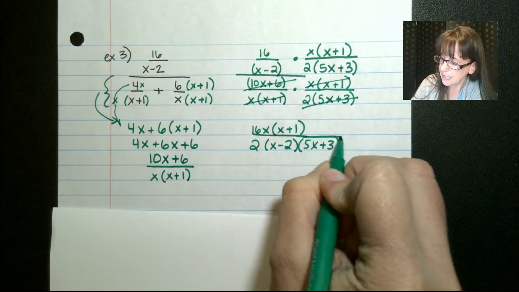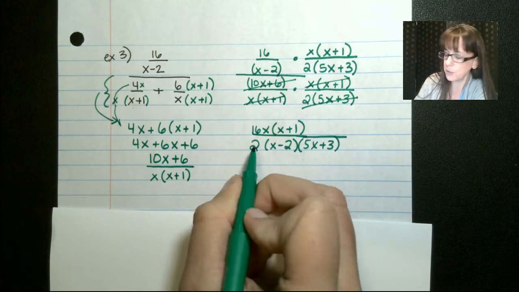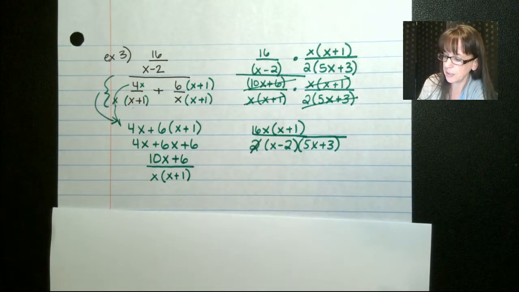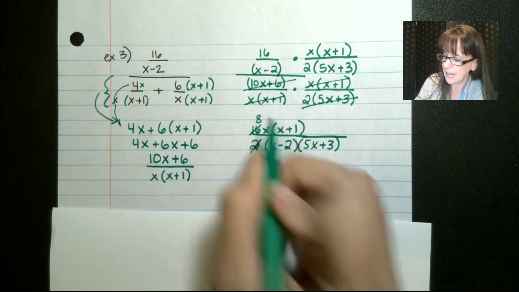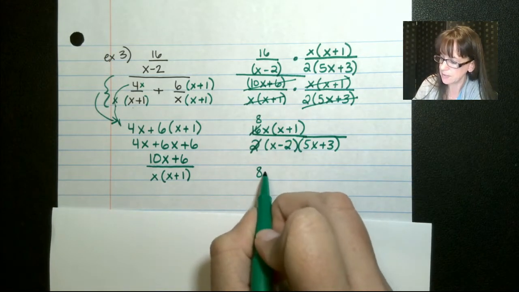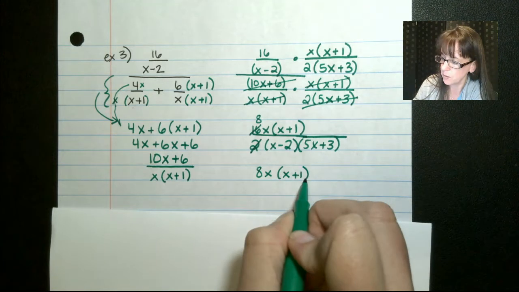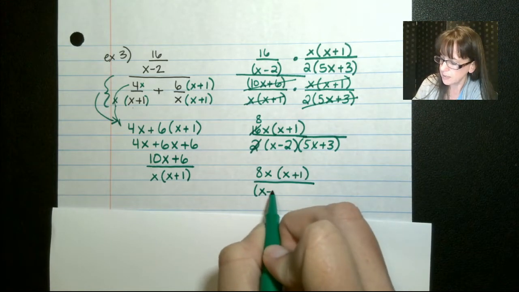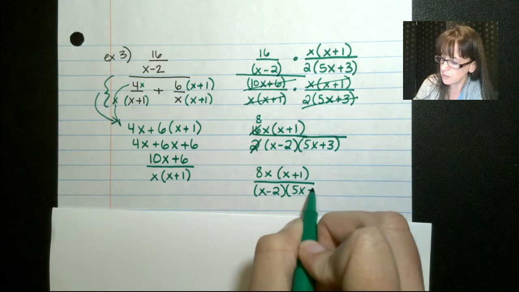And it looks like I can cancel something out here. This 2, if I cancel that out, divide by 2, I get 1. Divide by 2, I get 8. And so that will be my final answer there. 8x, quantity x plus 1, over x minus 2, 5x plus 3.